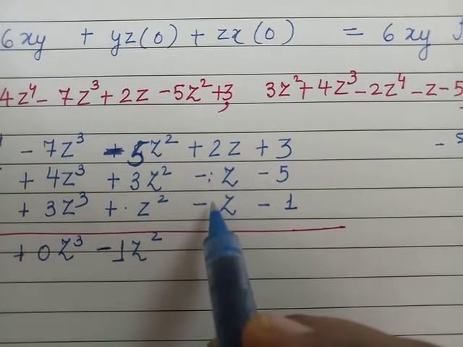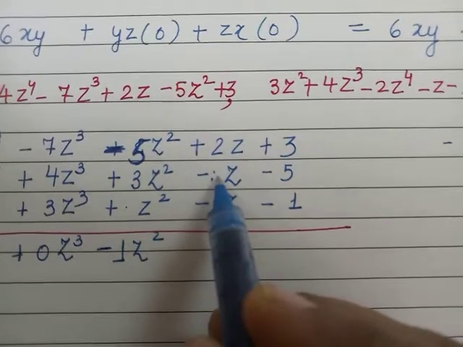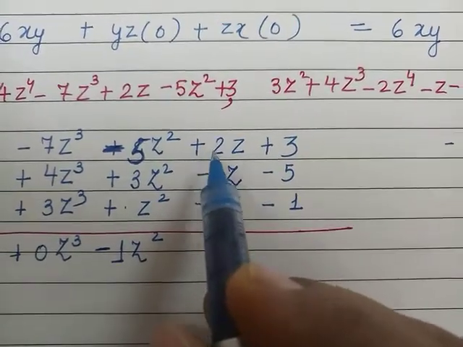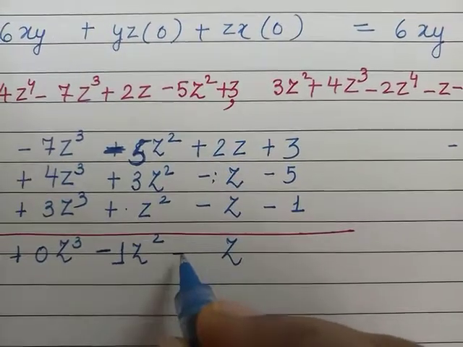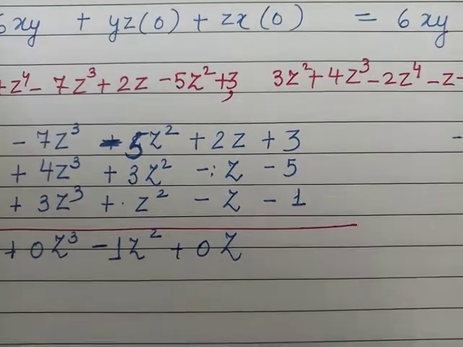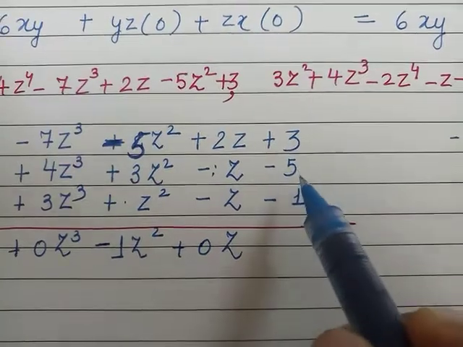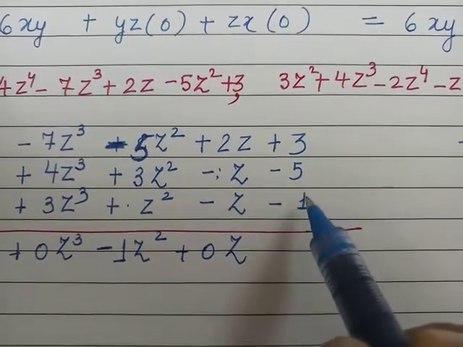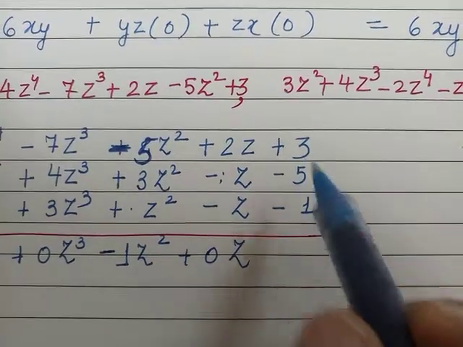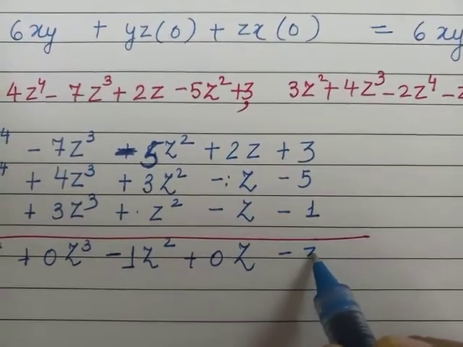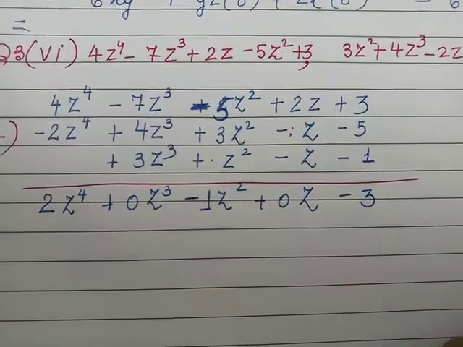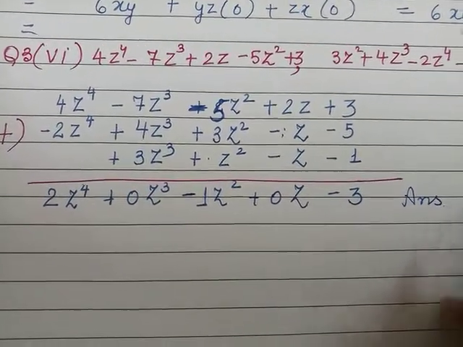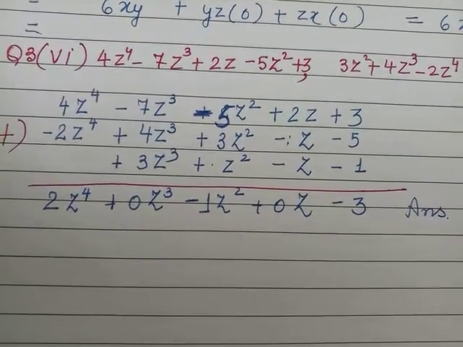1 plus minus 1 and minus 1 will give you minus 2. And this is plus 2. Plus 2 and minus 2 will give you 0. So 0 z. Minus 5 and minus 1 will give you minus 6. Minus 6 and plus 3 will give you minus 3. And then we write the answer. This is the answer. Okay, children?